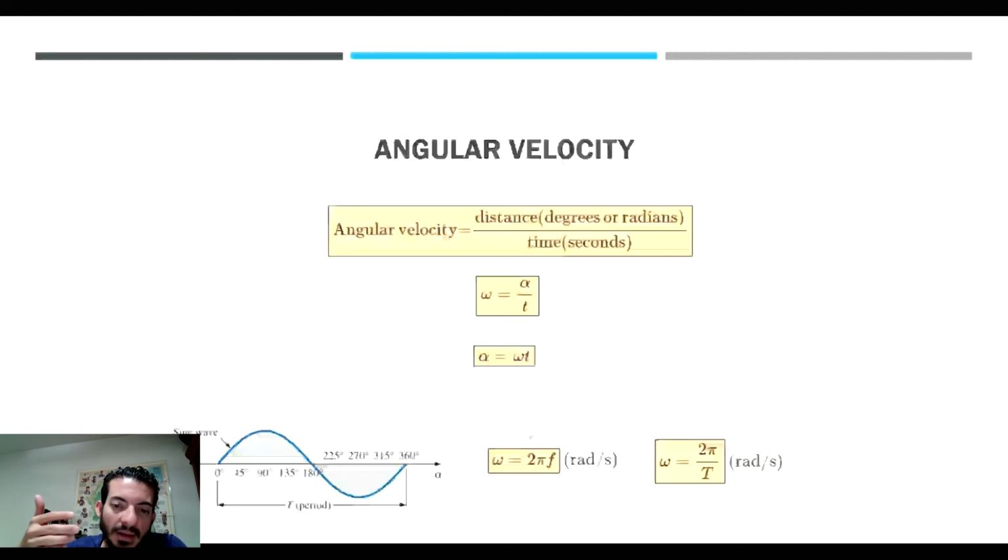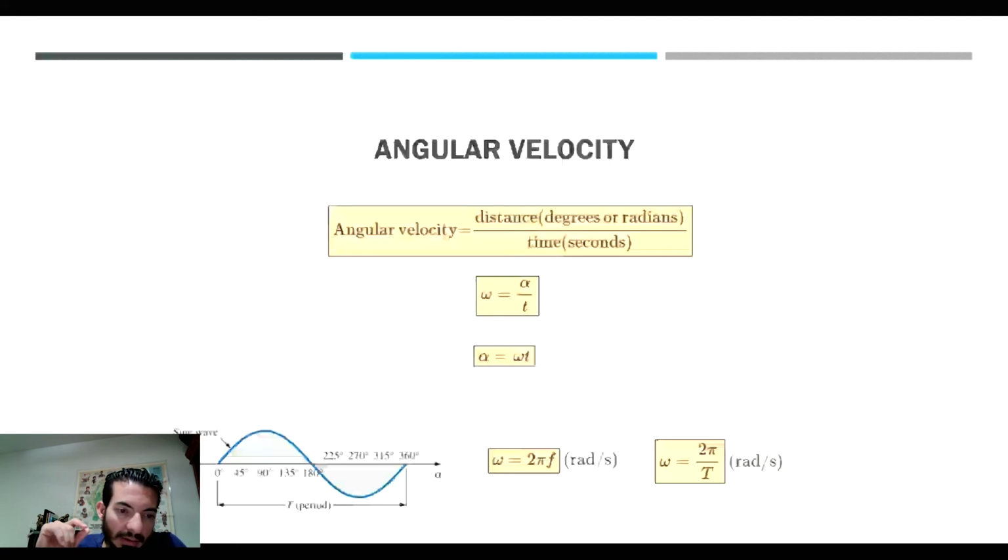So evidently this could also be expressed in terms of period. Period and frequency are connected. So omega can also be 2 pi divided by the period. So sometimes you have the period but you don't know the frequency. You can compute the frequency, or you can get the angular velocity directly from the period.